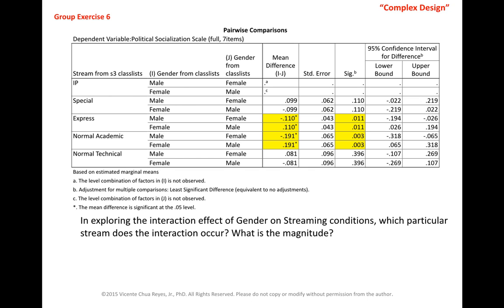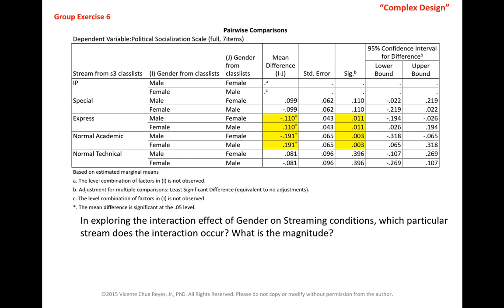This is still a continuation of the previous analysis of the complex design. Where do the differences occur? Does it occur in the integrated program, in the special stream? Well, our post hoc tests tell us that the differences actually occur in the express, that's where you find the highlighted scores, and in the normal academic streams. This is where the differences actually occur, right?